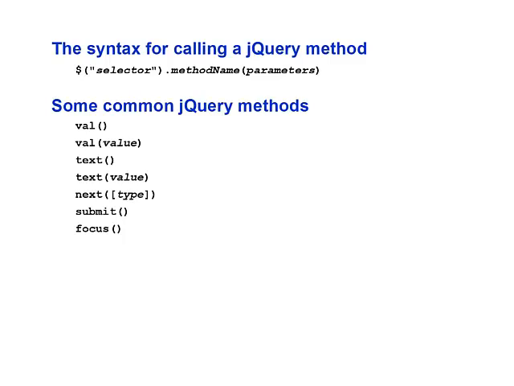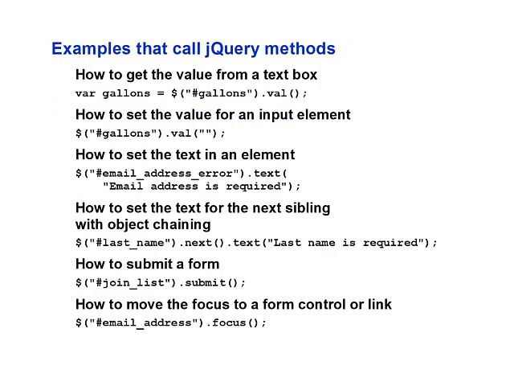Some of the common jQuery methods included here are val, text, next, submit, and focus. And some of these you'll see in the upcoming assignments beginning in week 1 all the way going through week 7 and week 8. Examples using these methods can be seen here, relating to an email address or an email list, one of which is upcoming.